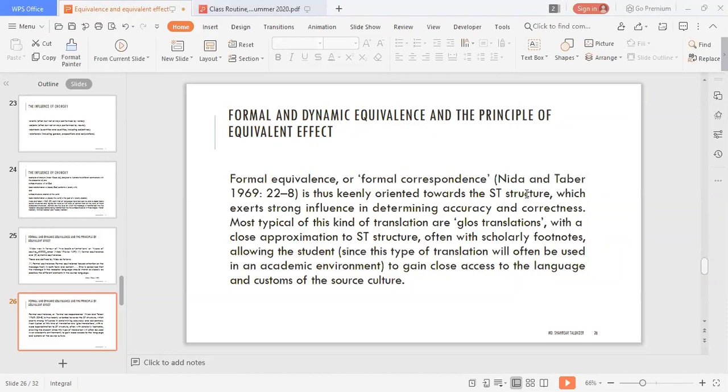Most typical of this kind of translation are gloss translations with a close approximation to the source text structure, often with scholarly footnotes, allowing the students to gain close access to the language and customs of the source culture. So what the translator will do, we call it gloss translation. So next time when I ask you what is gloss translation, then you will be able to answer it in this way. Gloss translation is the formal equivalence, or exactly the formal equivalence of the source target language. And in this kind of translation, the translator will try to use footnotes. Footnotes means at the end of the, you can say, the page.